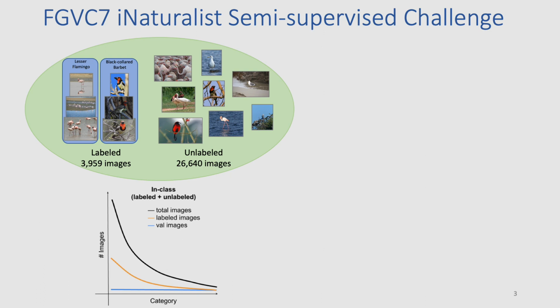Here is an overview of our dataset. We first select 200 species of birds from iNaturalist. The number of images per category has a long-tailed distribution. 10% of the images are with labels, while the rest 90% of images are unlabeled, as shown in orange and black curves below. In total, we have around 4,000 labeled images and 26,000 unlabeled images. The validation and test set have a uniform distribution across the categories, as shown in the blue curve.